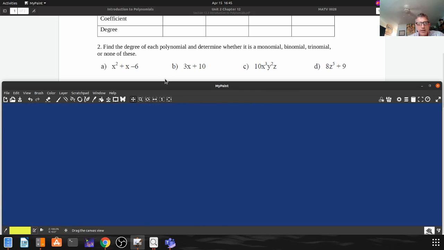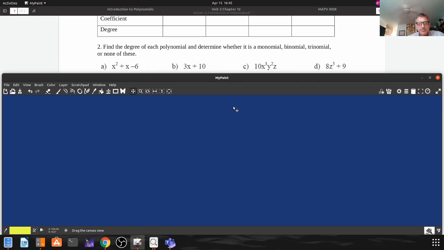I guess I could have just gone to the right or the left instead of all the way to the bottom. So let's look at each one of these. So this is 2a. And we're given x squared plus x minus 6. So what is the degree of this polynomial? Well, this is a polynomial in the single variable x. The degree of this term is 2. The degree of the x term is 1. And the degree of the constant term is 0. So this has degree 2.